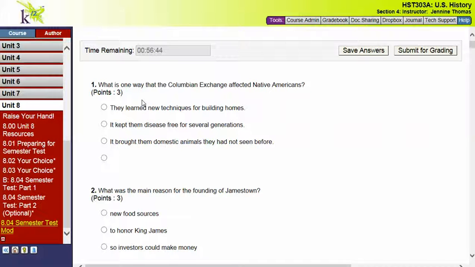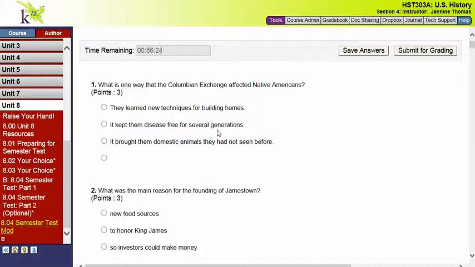And make sure that you are writing down the actual full response, not A, B, C, or D, but the actual full response that you're putting. What you want to do then at the end of the test is submit for grading so that it shows up successfully to me in the gradebook. Okay, let's get started with going through the test.